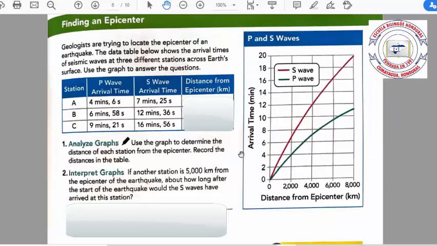You have a graph over here, guys. You have to complete this table. Number 1, analyze graph. Use the graph to determine the distance of each station from the epicenter. Record the distance in the table, okay?